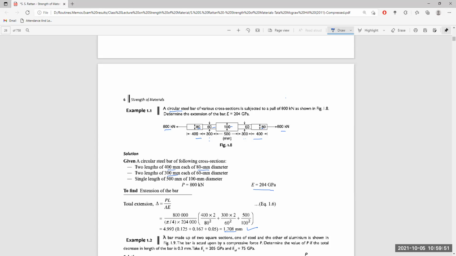Okay. So what we are doing: the load is the same throughout the length, there is no difference in load. So we have to calculate the elongation like this. The length is different, so you have to put the different lengths. The cross-section area is different, so you have to calculate the cross-section of each section and then just add them together. There are two 400 millimeter and two 300 millimeter length sections of the same diameter. We have 400 millimeter length and 80 millimeter diameter, so 400 into 2 divided by 80. Two 300 millimeter lengths.